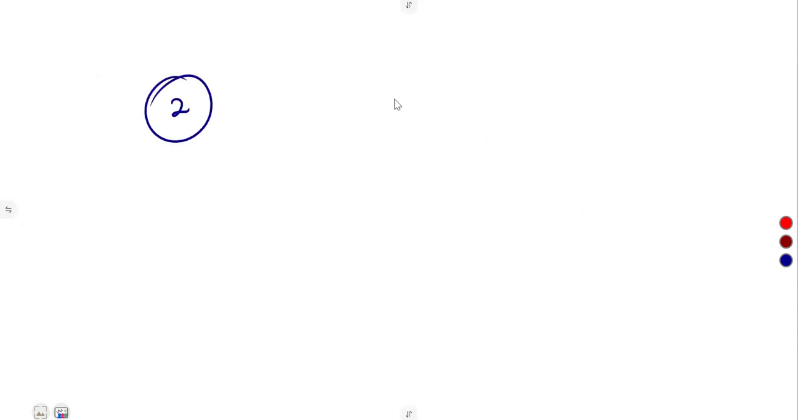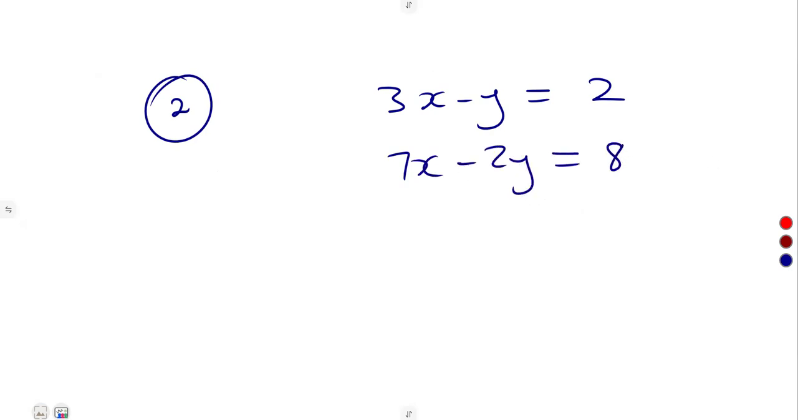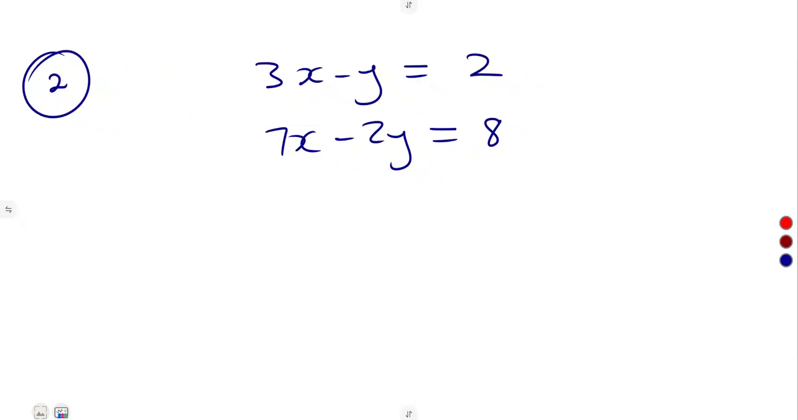3x minus y is equal to 2, and 7x minus 2y is equal to 8. So there are two equations, equation 1 and equation 2. We're asked to solve for x and y simultaneously. Using the substitution method, I can work out the way that I want, make x the subject, make y the subject, whatever I want.